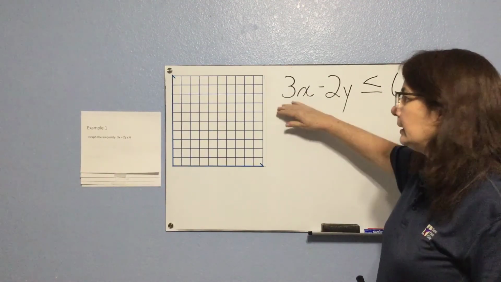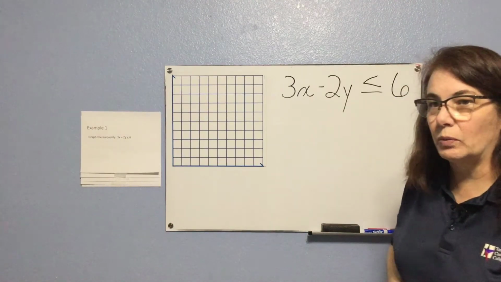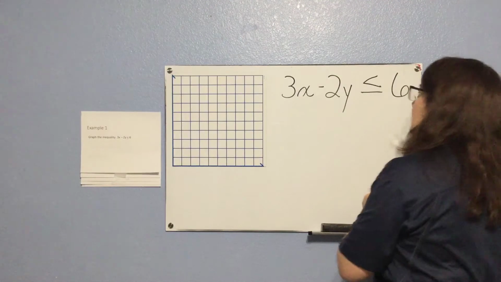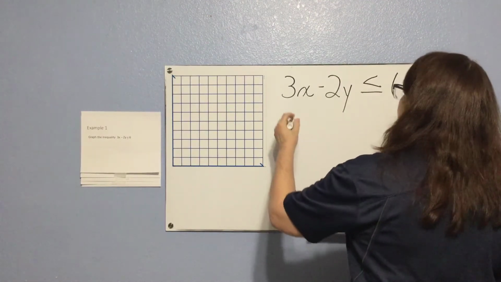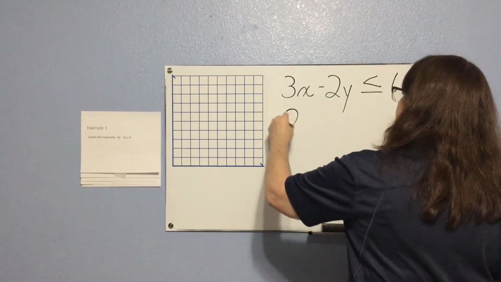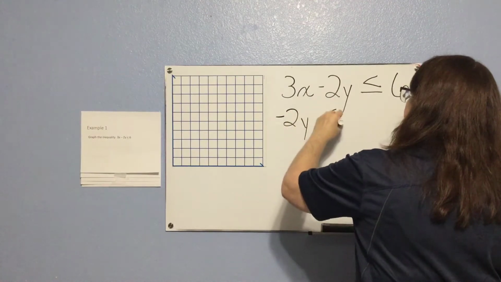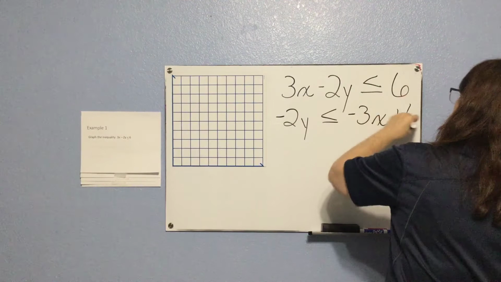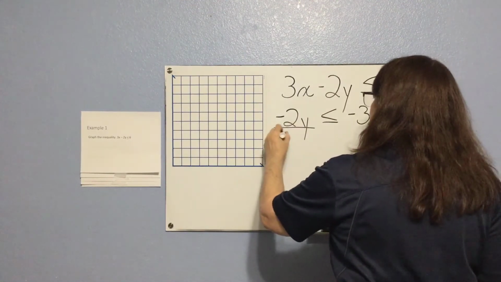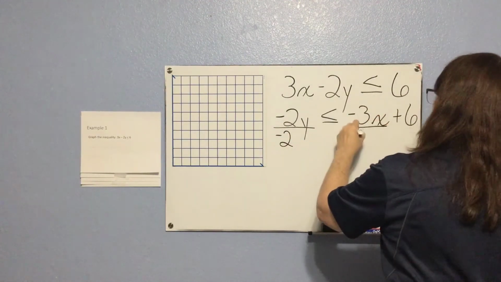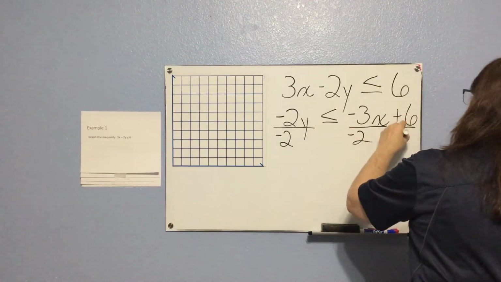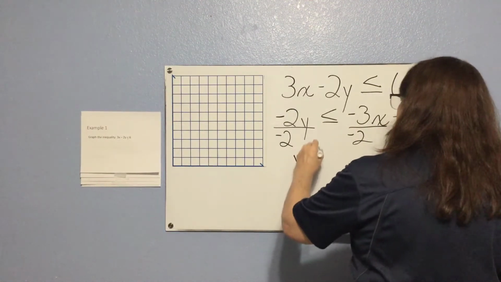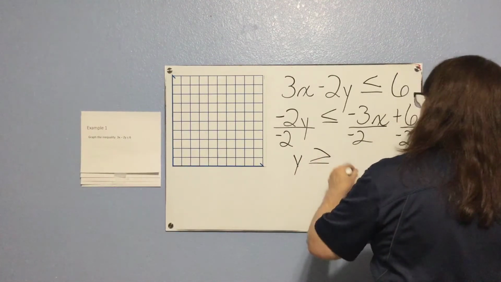We're going to begin by solving this inequality for y and graphing that line. So I'm going to subtract 3x from both sides, and then divide by -2, remembering that when I divide by a negative number, I have to flip the inequality over.